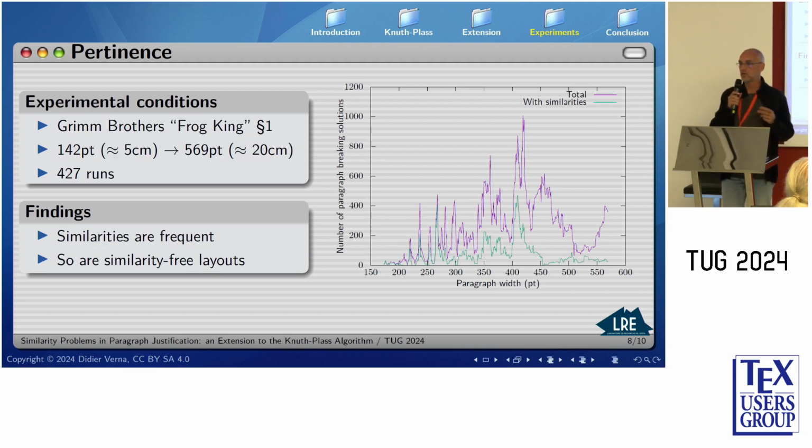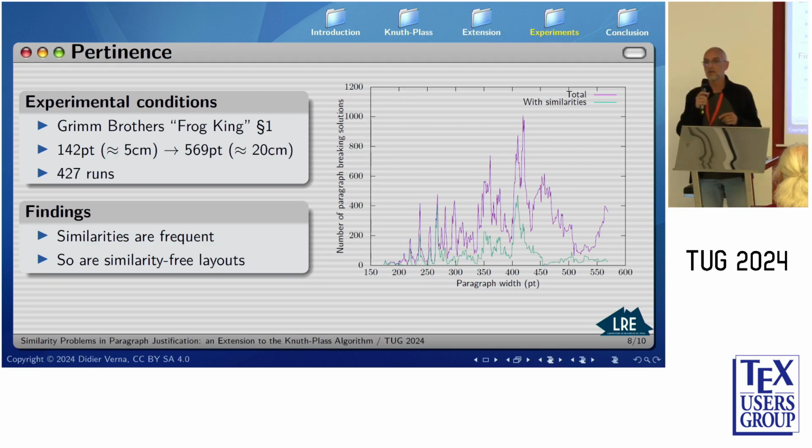Linguistically speaking, you have a lot of very small words in practically all languages, in French, in English, and everything. And pronouns, determinants, and stuff like that. They happen quite often in language, so it's not a surprise either. But at the same time, you see that the number of similarity-free layouts is also extremely important.